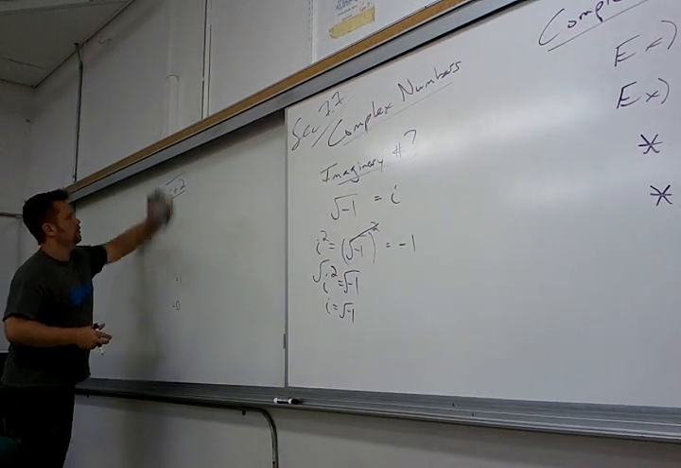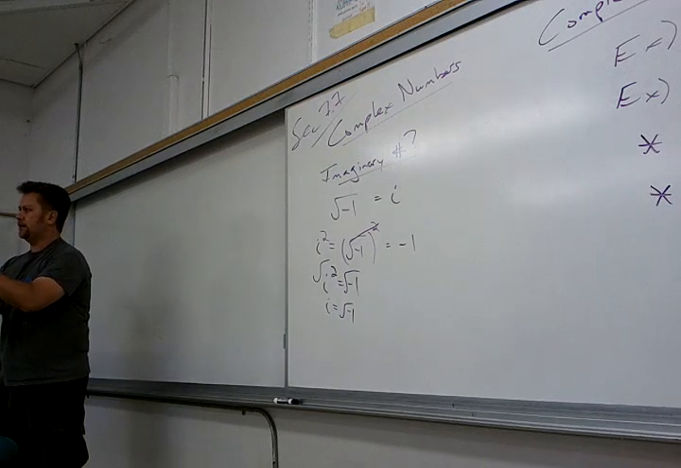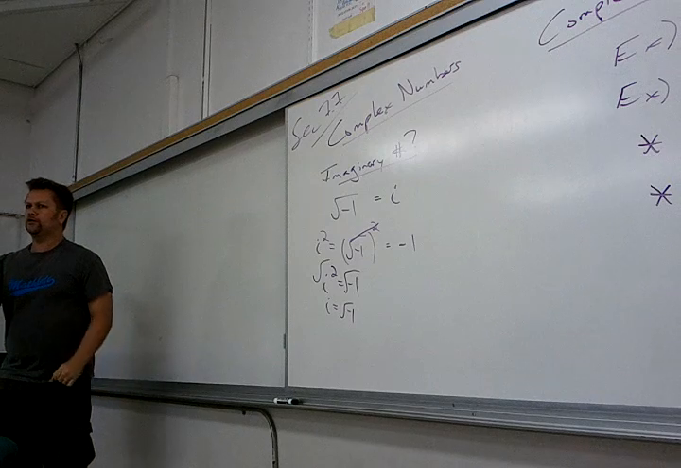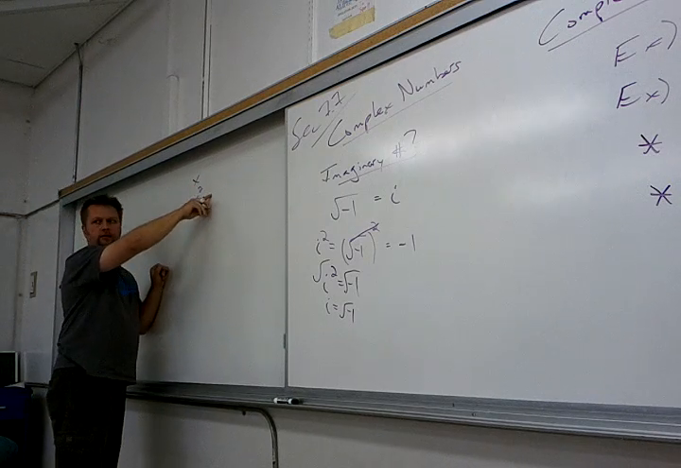So now watch this. This is where it becomes really nice because i is basically a variable. It's got one little twist. I mean, x is a variable. What's x squared? Is that equal to anything? No.